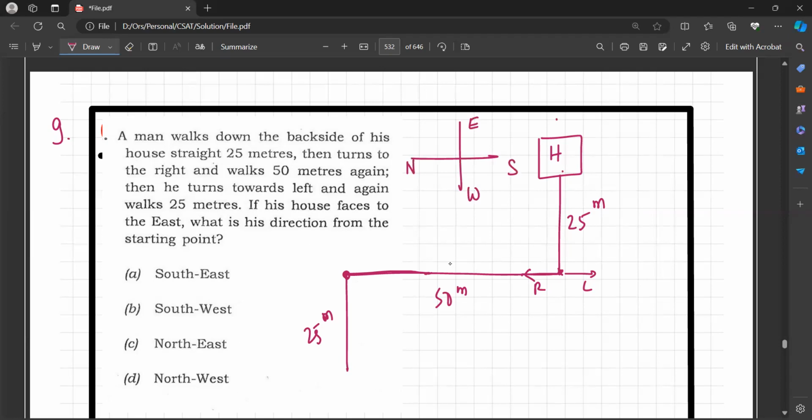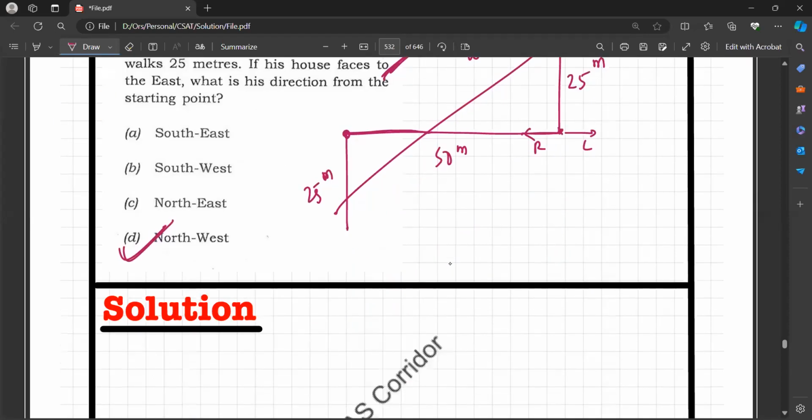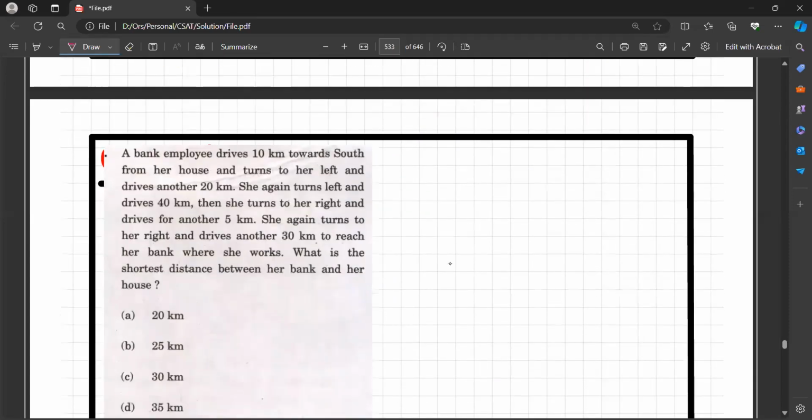What is this direction from the starting point? This will be the direction. The direction is northwest. So the answer is D. Be very careful about which is the east and which is the west. Let us go to the next one. That is question number 10.